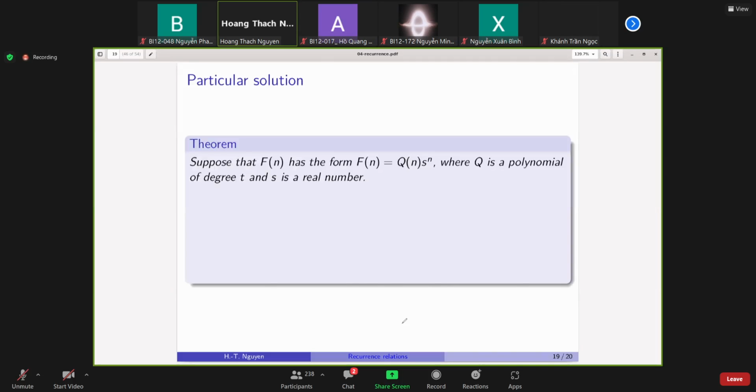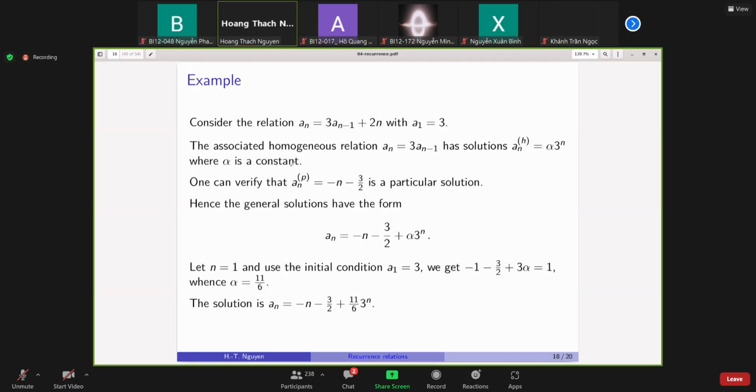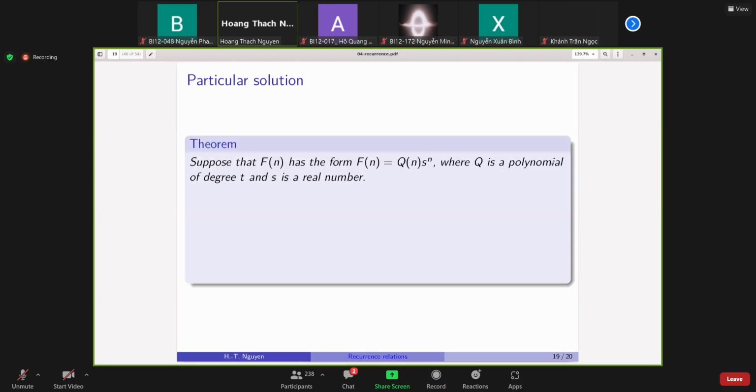So now, if someone gives us this particular solution, then it will become easy for us. But now the question is: how do we find this one? It looks kind of random. I haven't talked about it yet, so that is the purpose of the next part. Okay, this is this theorem.